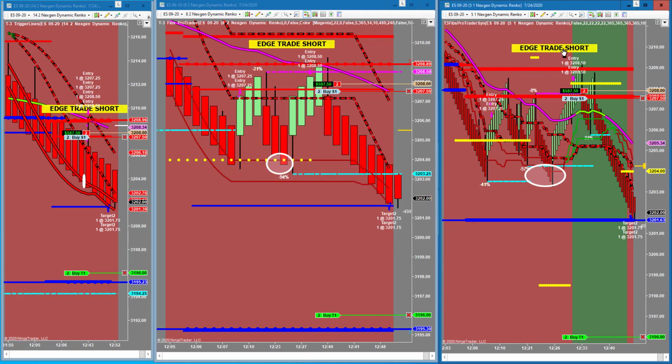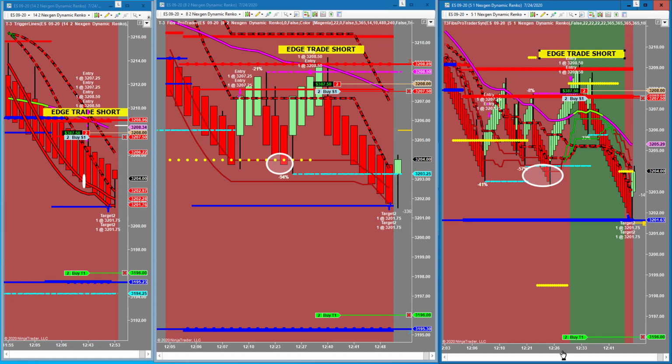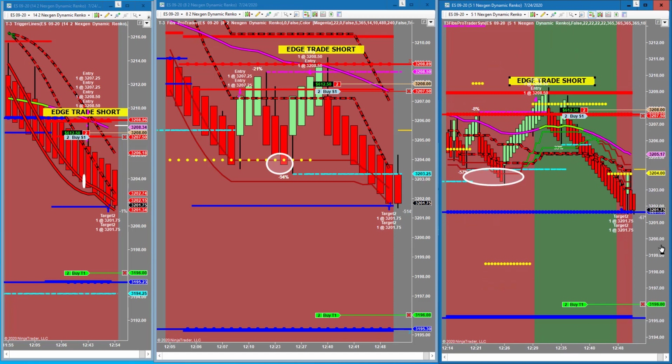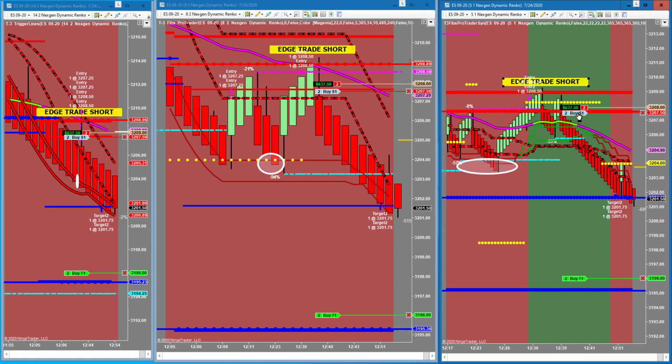And again, this is what we would deem an edge trade or pivot stop out at the edge. You'll hear us say both of those a lot. But it has to be with the trend, with the big chart, with the big triggers, from the edges of the areas, or else it just doesn't make sense.